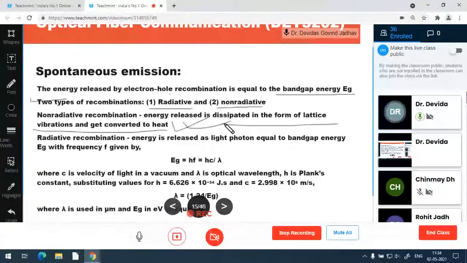So radiative recombination generates photons, and non-radiative recombination does not generate photons. Therefore, the efficiency of conversion of electrical to optical energy is less than one.